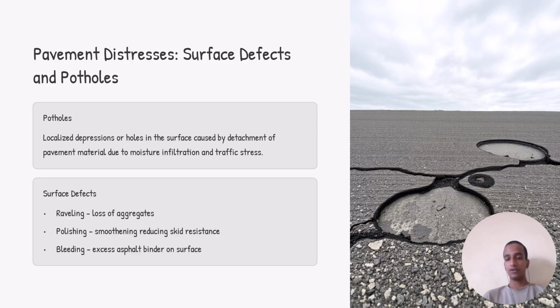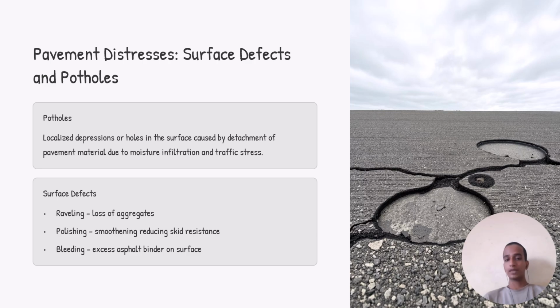First of all, raveling is the loss of aggregates, due to not properly mixing or not properly providing the bituminous material, or the binder. In the case of flexible pavement, it is bitumen, as you all might know. And in the case of rigid pavement, it is asphalt binder. So that is the problem.